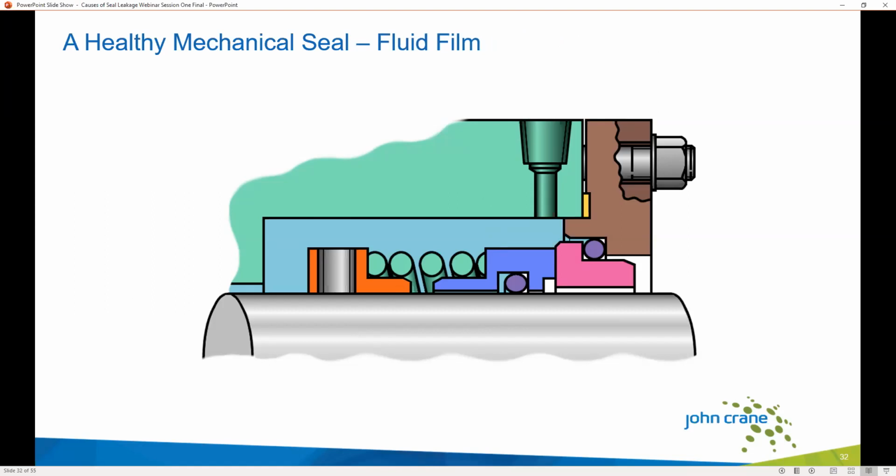By design, a small amount of the process fluid will work its way in between the primary ring and the mating ring, and we call this the fluid film. This is giving us some lubrication, and it's also cooling the faces as well. Now, a consequence of this is that a small amount of that fluid will make its way all the way through the seal and out to the atmosphere and give a small leakage. So all mechanical seals intentionally leak by design.